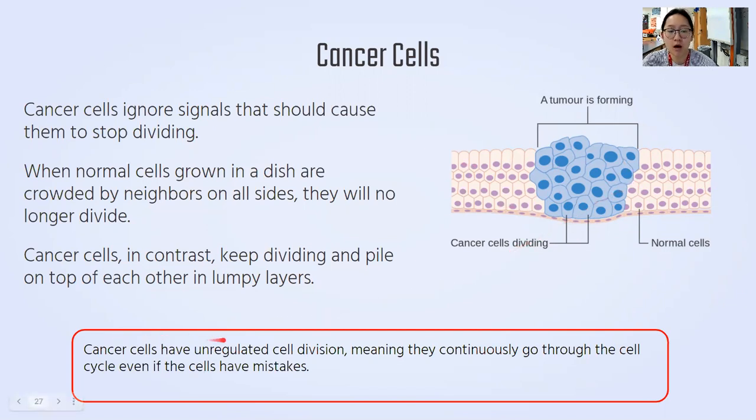So cancer cells have unregulated cell division. They will continuously go through the cell cycle, even if the cell has mistakes or mutations in it, and then they will cause issues to an organism's health because of this uncontrolled growth.